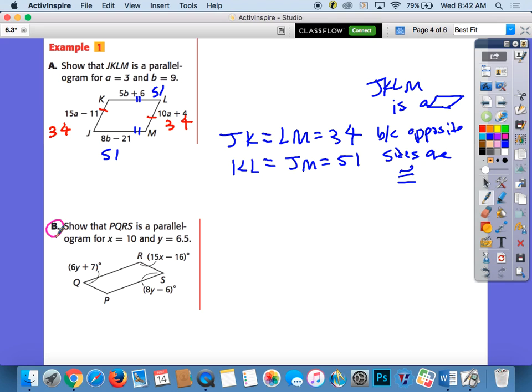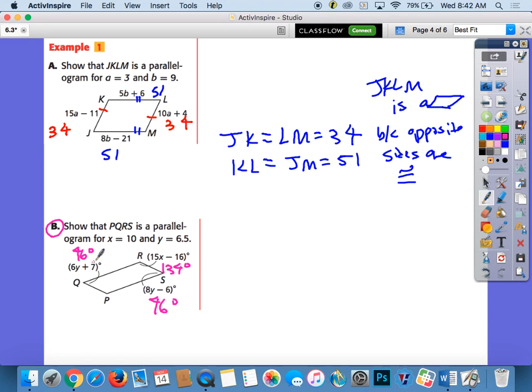So we're going to show that polygon PQRS is a parallelogram when x is 10 and when y is 6.5. If I plug 10 in for the measure of angle R, I end up getting 134 degrees. When I plug 6.5 in for the measure of angle S, I get 46 degrees. And likewise, when I plug in 6.5 for the measure of angle Q, I also get 46 degrees.